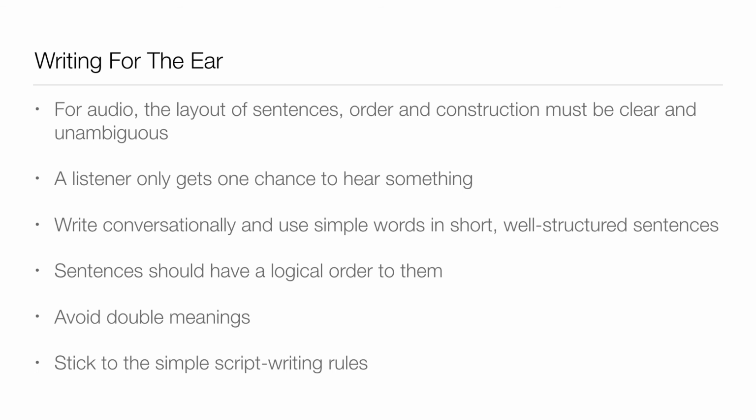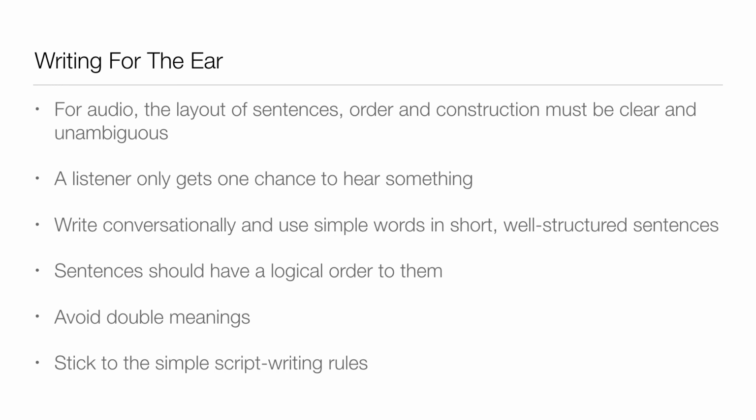So, in summary of this section, writing for the ear: the layout of sentences, the order in which things appear and the words that are used must be clear and unambiguous. The listener generally only gets one chance to hear something. Write conversationally, that is the number one rule. Use short, simple sentences and make sure they have a logical order to them. Make sure the information flows.